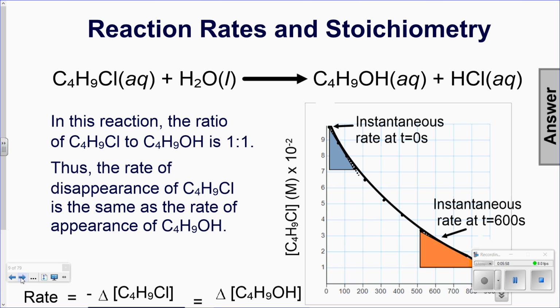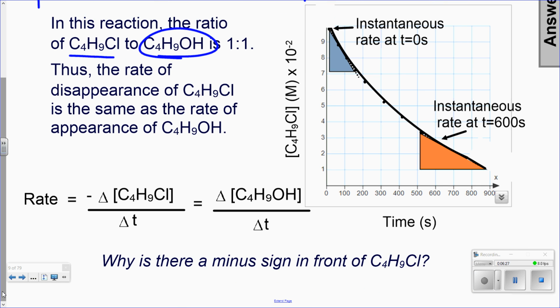So you'll notice that in this reaction, the ratio of butyl chloride to butyl hydroxide is 1 to 1, here to here. Thus, the rate of disappearance of C4H9Cl is the same as the rate of appearance of C4H9OH. In other words, since it's a one-to-one reaction, the stoichiometry tells us that the moment this disappears, this appears. So the loss of this is equal to the appearance of this, but don't forget the negative sign.